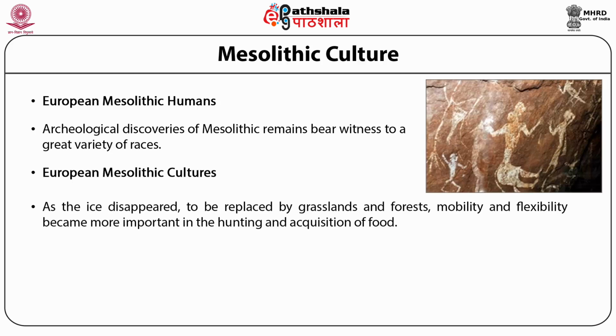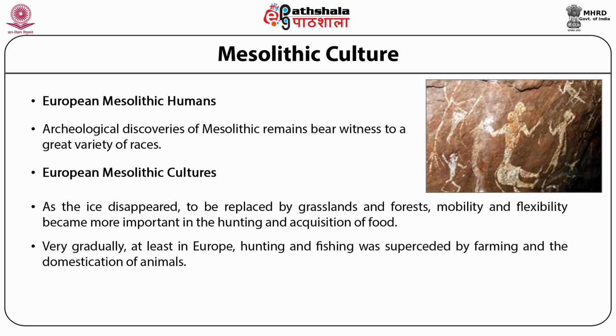European Mesolithic culture. As the ice disappeared to be replaced by grassland and forest, mobility and flexibility became more important in the hunting and acquisition of food. As a result, Mesolithic cultures are characterized by smaller, lighter flint tools, quantities of fishing tackle, stone edges, bows and arrows. Very gradually, at least in Europe, hunting and fishing was superseded by farming and domestication of animals.